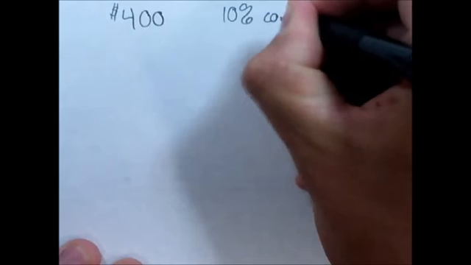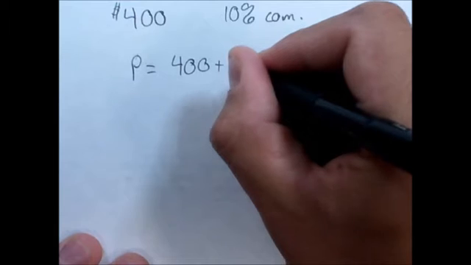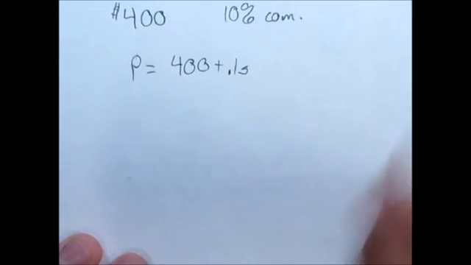Juanita works as a salesperson at an electronics store. She earns a base salary of $400. I'm just writing down the information. Each week, plus a 10% commission on her total sales. Her weekly pay is described by the equation pay equals 400 plus her 10% commission on her sales.